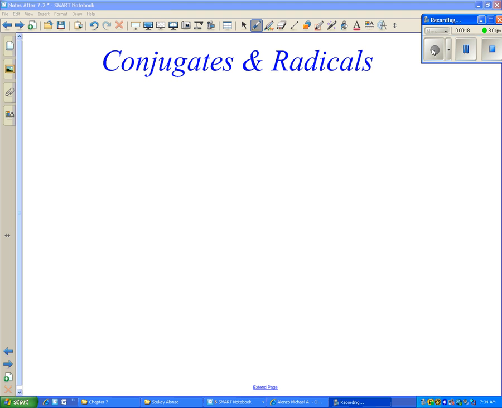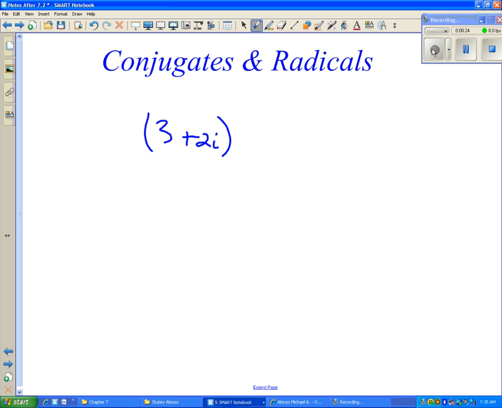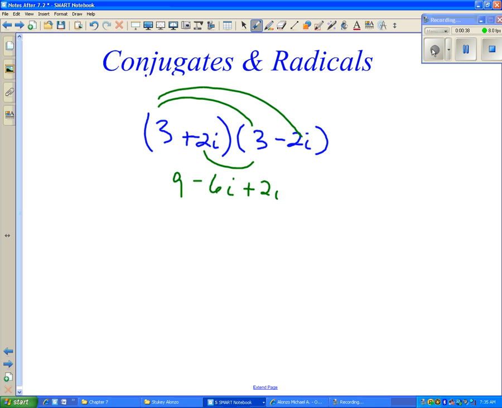Conjugates. Where have we seen the word conjugates before? Well, that's when I talked about complex conjugates, and I had 3 plus 2i times 3 minus 2i. I multiplied these out by FOILing. My first was 9. My outer was negative 6i. My inner was positive 6i. And last was negative 4i squared.